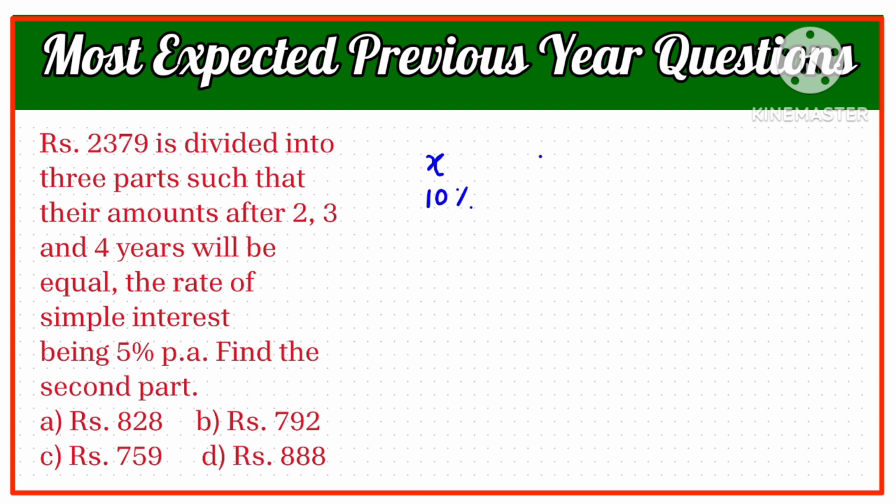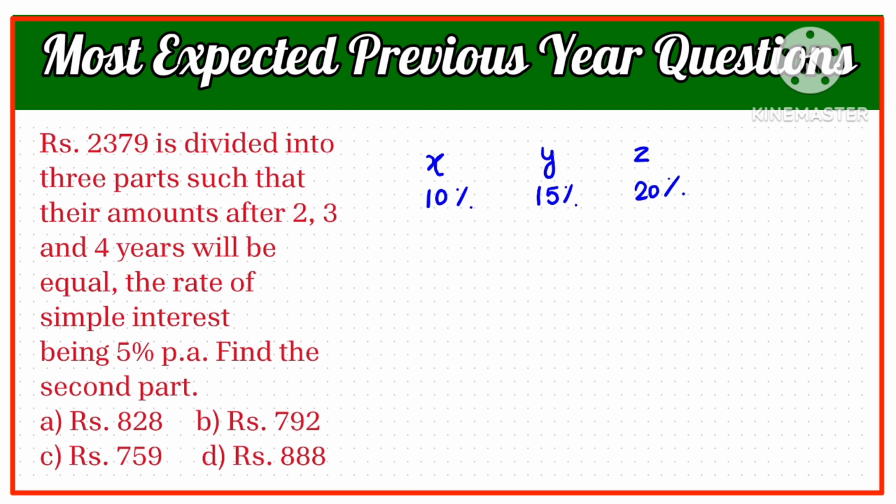Similarly, as you can see, let the second part be y. Then 5% each year, so 5 into 3, total he will get 15%. So this was for the second part invested. Let the third part be z. So 5% into 4 years, so 5 into 4, he will get 20% interest total.